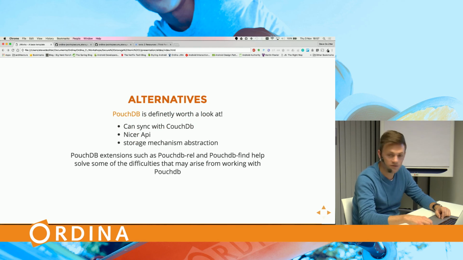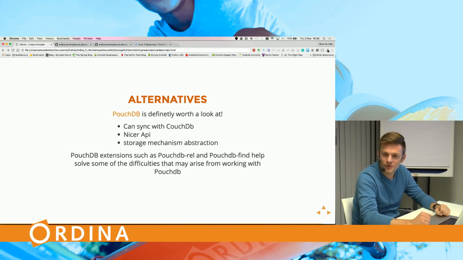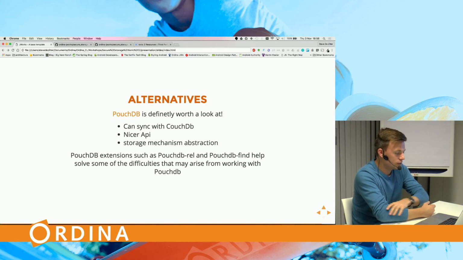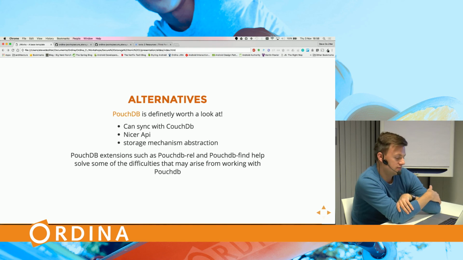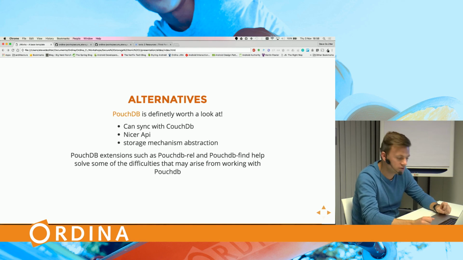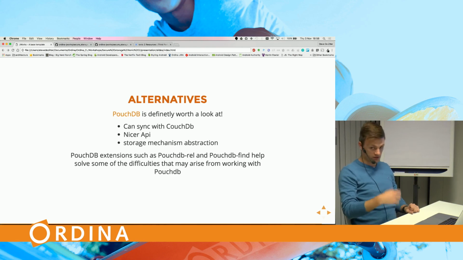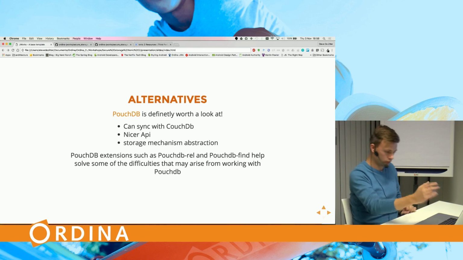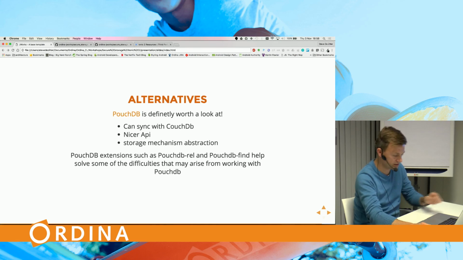Alternatives to all this stuff. Maybe we should do a second or a third workshop afterwards, looking more at PouchDB. PouchDB is definitely worth a look. It can sync with CouchDB. It has a way nicer API, and it uses some form of storage mechanism abstraction. So it will check, is there a SQLite plugin available, and if you want to use that, then it will use that one. If it's not available, it will fall back to browser databases like IndexedDB or WebSQL. So there are a lot of fallback mechanisms there.